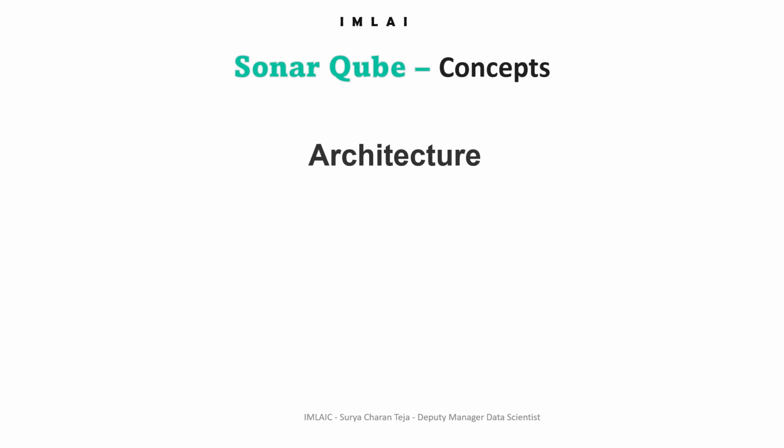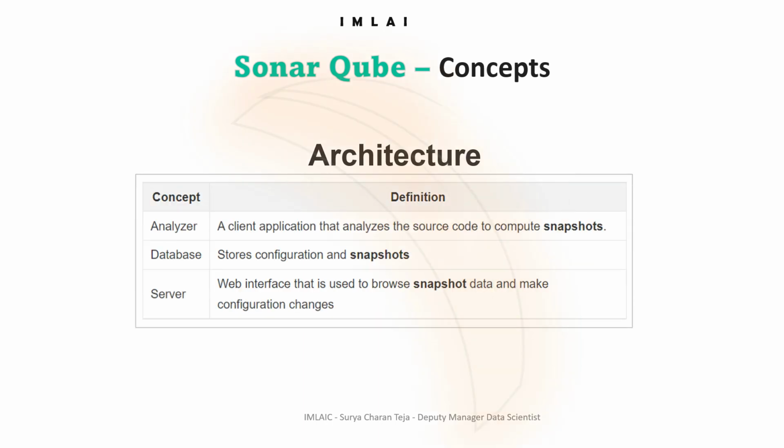So, what's analyzer? Analyzer, a client application that analyzes the source code to compute the snapshots. That's it. That's the main one. And database. What does a database do? Database stores configurations and the snapshots that were created by the analyzer. So it's like a report. The report is created by the analyzer. And what does server do? Server, a web interface that is used to browse a snapshot and make configuration changes.